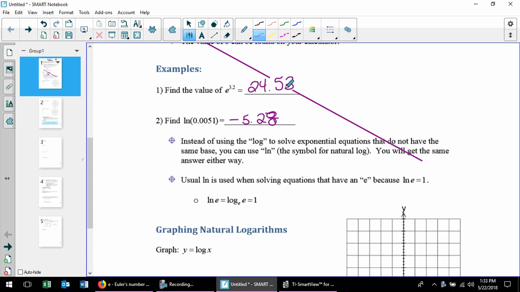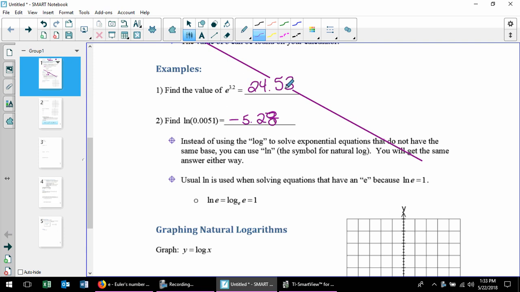24.53? Okay. Alright. So, we talked about this already. If you're using natural logs, instead of using logs to solve an exponential equation, and you don't have the same base, you can natural log them. You'll get the same answer either way. So, same rules apply. Any log rules that we've done apply to natural logs. This is just a different base. That's it. It's a special base.